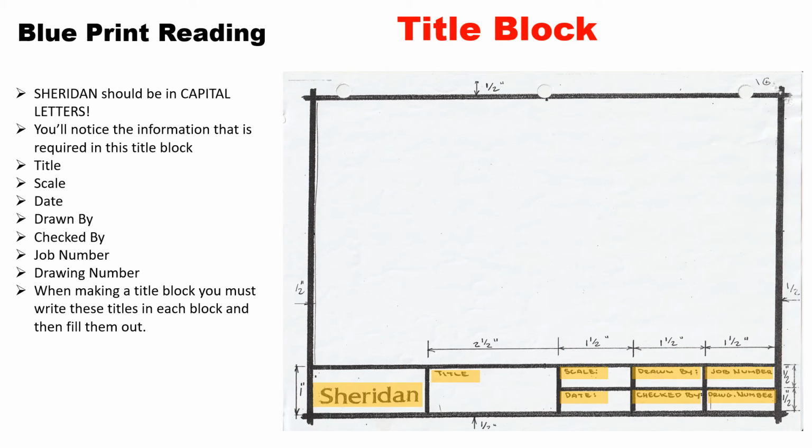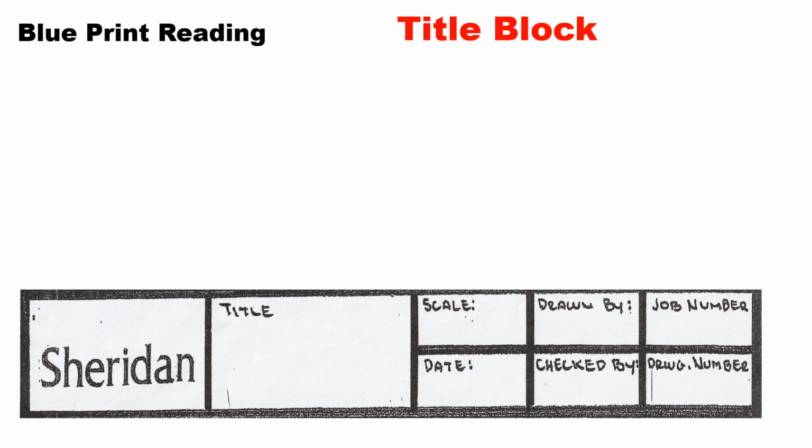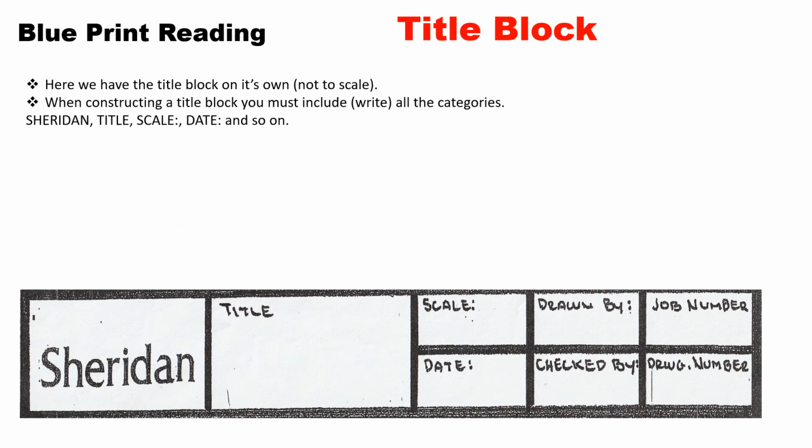So let's take a look at an example on the next slide. So here I've taken the title block, I've blown it up. So this obviously isn't to scale. Okay, so let's take a look at what we'd have to do here. When constructing a title block, you must write all the categories, which I just finished telling you on the previous slide. Sheridan, title, scale, date must all be written.